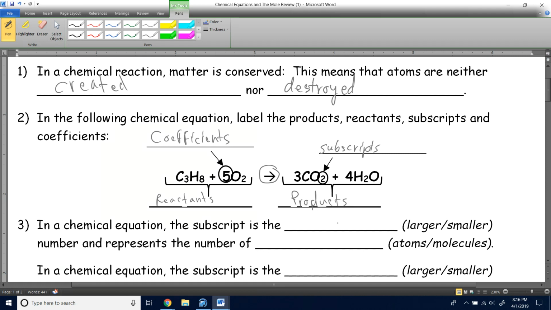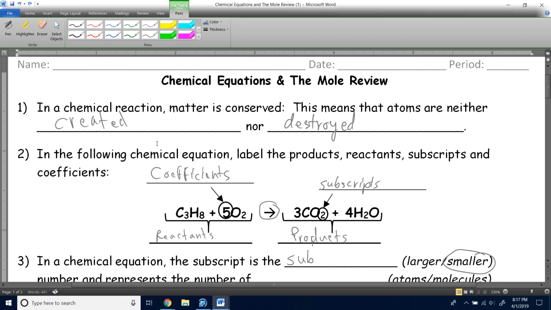So right here, in a chemical equation, is the subscript the larger or smaller? Well, let's take a look. This number is a lot smaller than that, which in this case we are correct. It is the subscript. So that means that the subscript is the smaller number. Okay, so let's write in subscript right here.